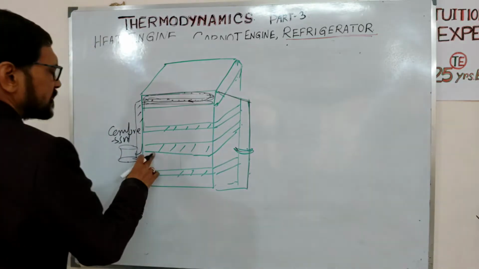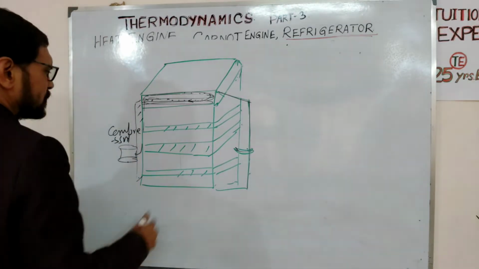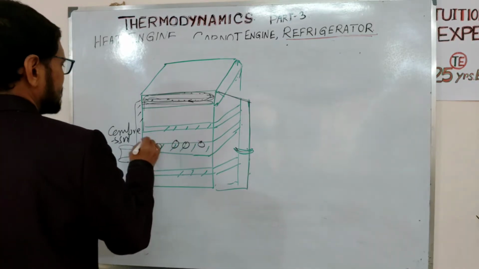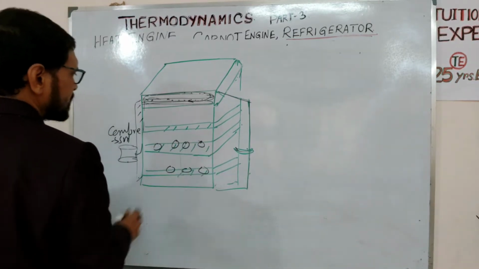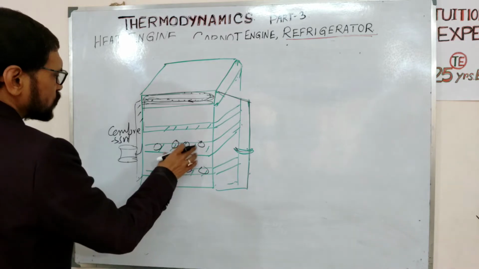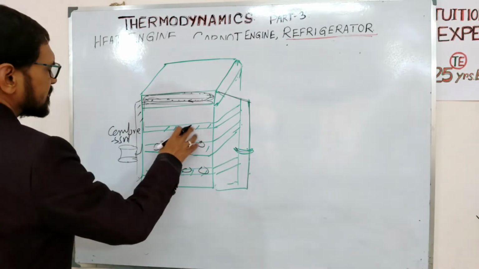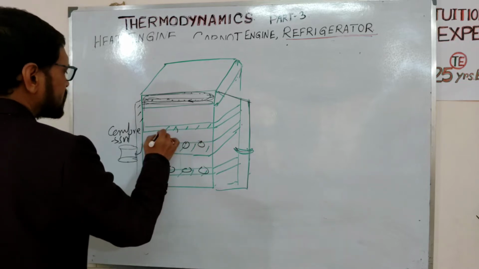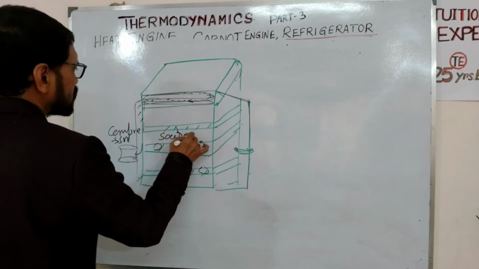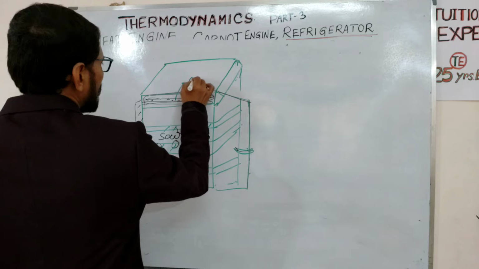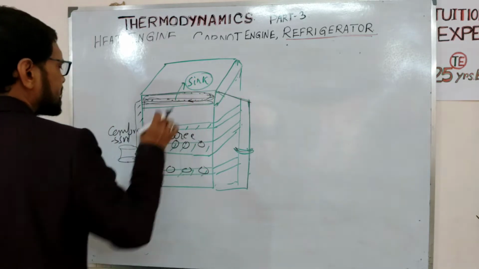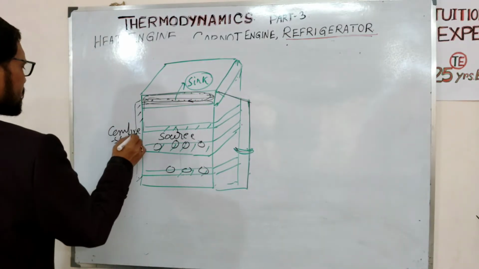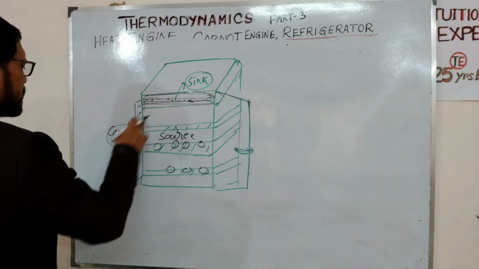So here a chamber is present. Now here the thing is present, the object, fruits or food etc. is present here. This space is called the source, and this is called the sink. Here the sink is here and the source is here, and work is done on the sink by the compressor.